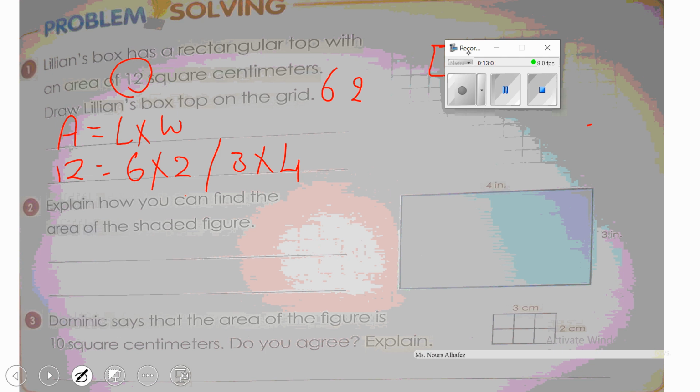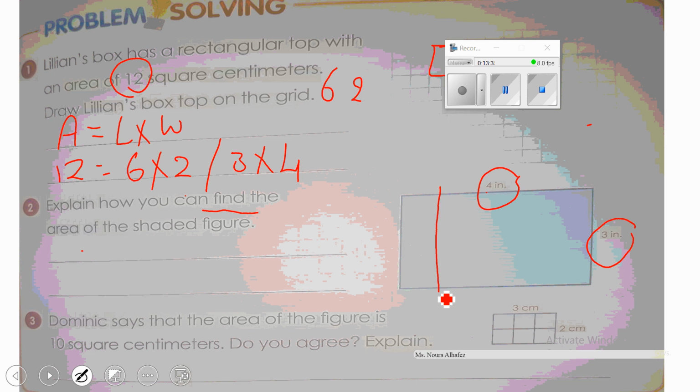Problem solving number 2. Explain how you can find the area of the shaded part. Here I have 4 and here I have 3 inches. How? Yes, you can tell me that by drawing rows. Here I need to draw 4 rows. So how many lines will I draw? Remember grade 2? Yes, it's the number of rows or columns minus 1. So here I have to draw 3.